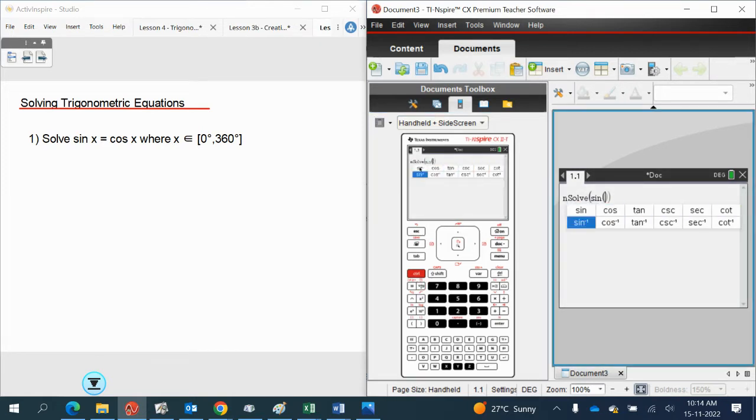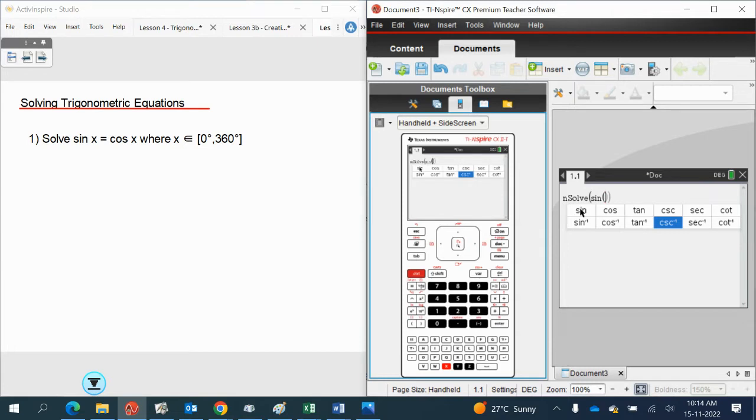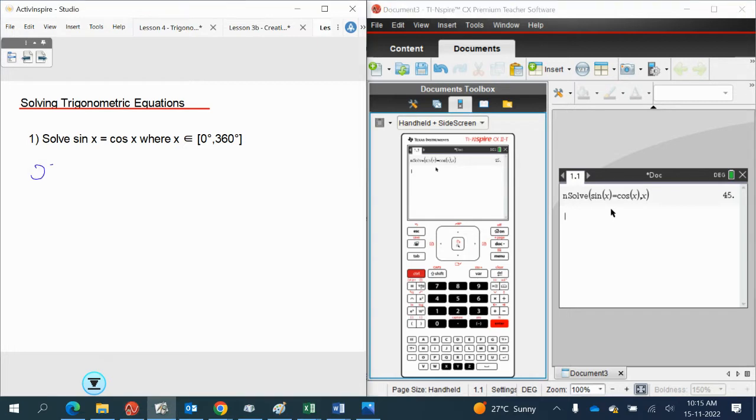We're going to start off with sine x is equal to cosine x. That's the equation. We're going to solve it with respect to the variable x. So we pass two parameters to n-solve, the equation, followed by the variable that we're solving with respect to. And this gives us one solution. It tells us that x is equal to 45 degrees. Now that's not always the case. We have to extend our understanding of our two techniques for solving equations at this point.